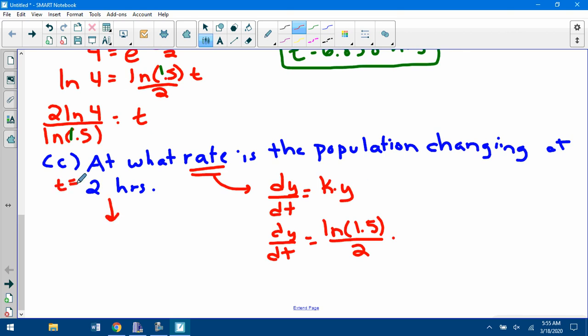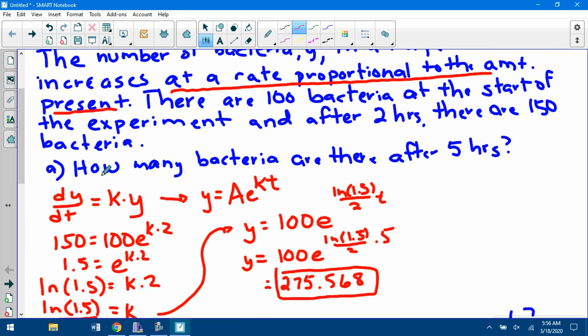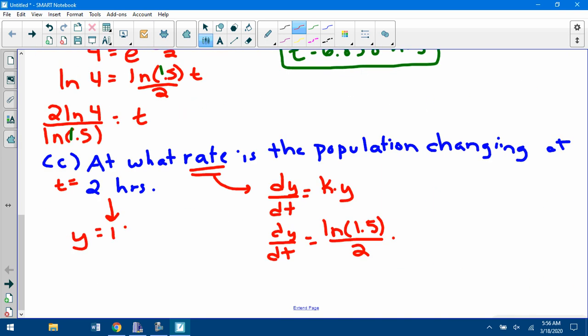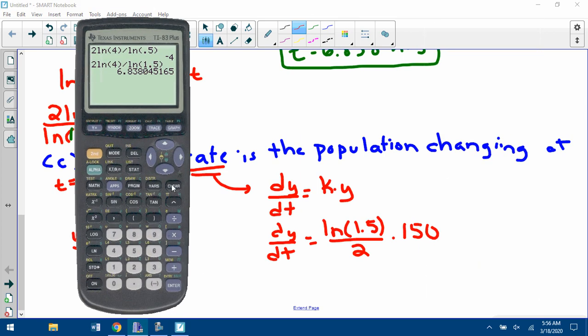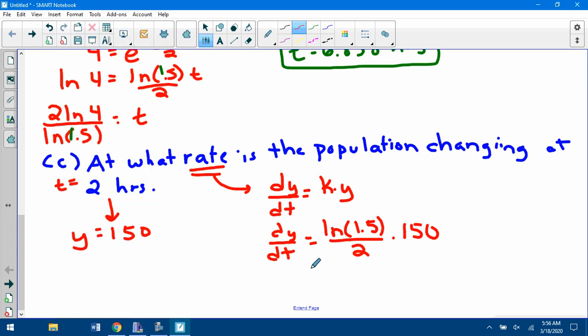Now y isn't 2, y is the amount at time 2. So when t equals 2, what amount did we have? Let's see if we have that information somewhere. Oh, there it is. At 2 hours, there's 150 bacteria. So y is 150, so it's 150 you would need to plug in here. And then just go to your calculator and say ln of 1.5 divided by 2 times 150. And the rate is 30.410 if you round it. Bacteria per hour.